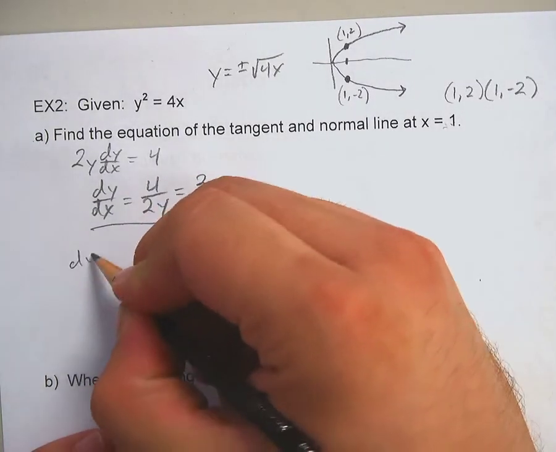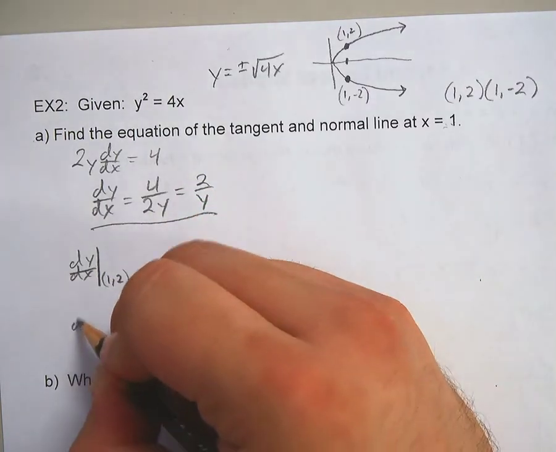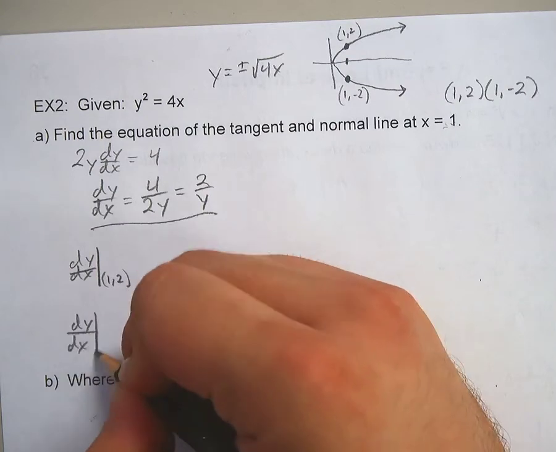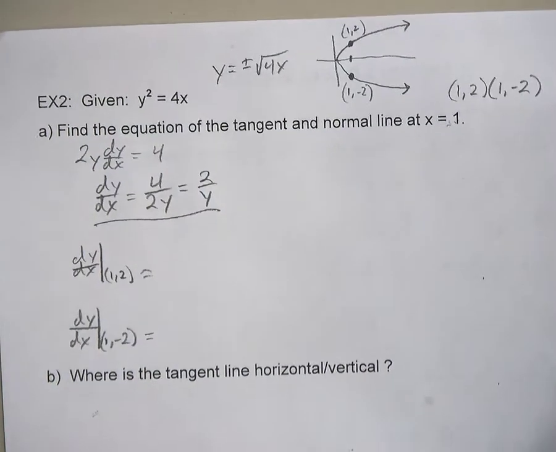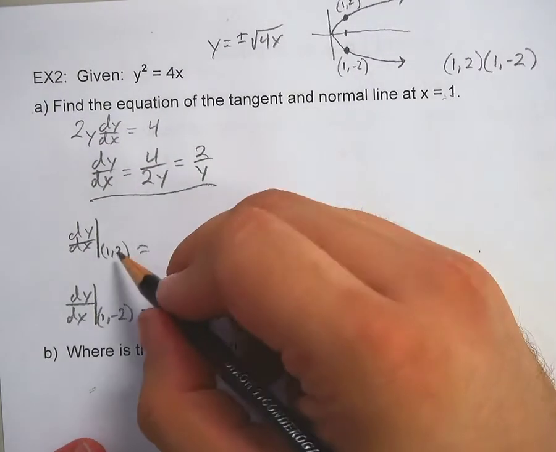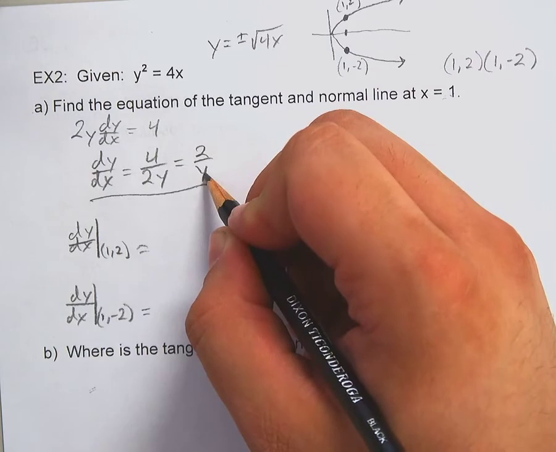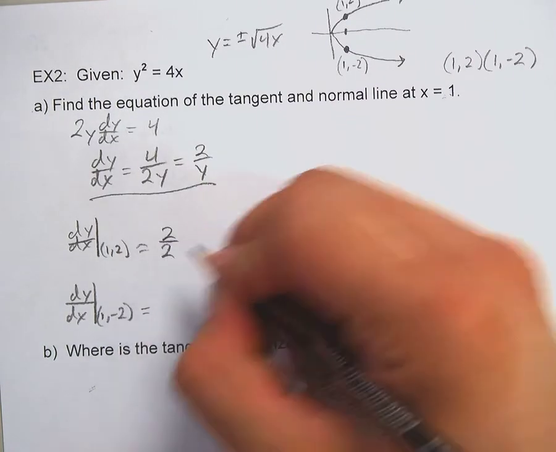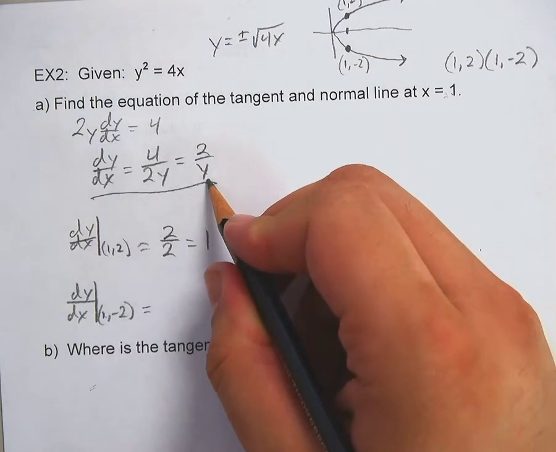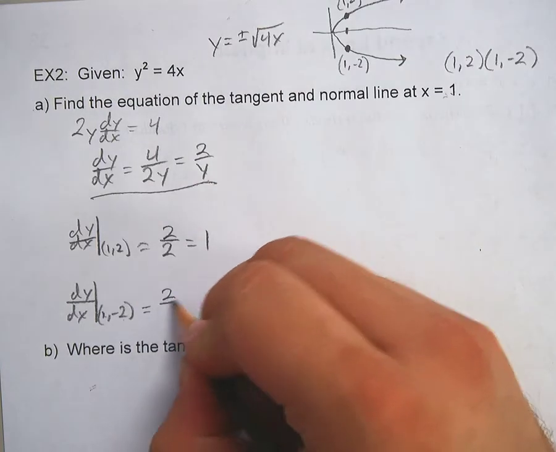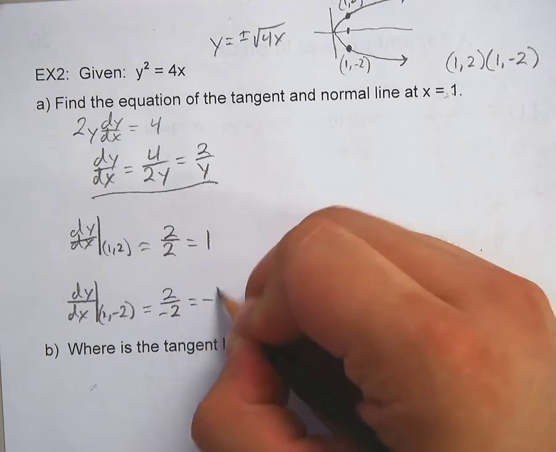So I'm going to do dy/dx evaluated at 1 comma 2, and dy/dx evaluated at 1 comma negative 2. Now I'm going to do 2 evaluations here. The first one, if you plug in a 1 for x, well, there is no x, so I'm going to plug in a 2 for y. So it's 2 over 2, which is 1. Down here, plug in a 1 for x, well, there is no x, so plug in a negative 2 for y. 2 over negative 2 is going to give you negative 1.